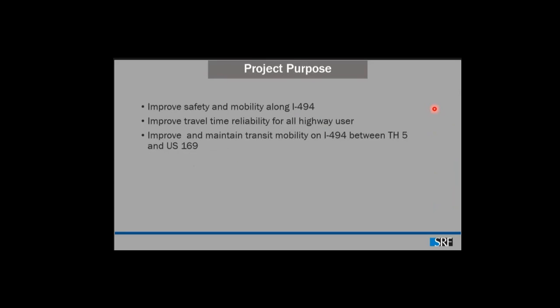So the purpose of this project is mainly three-fold. We want to improve the safety and the mobility along I-494, the travel time reliability for all highway users, and we also want to improve and maintain the transit mobility along the corridor.